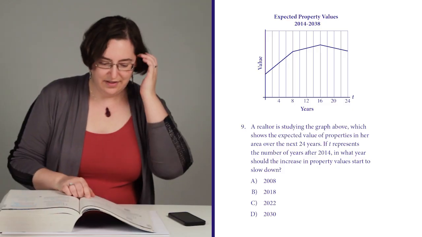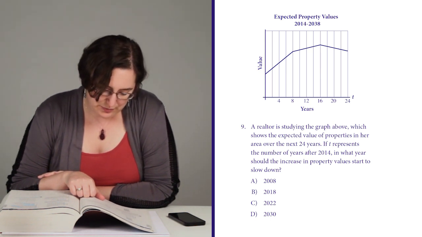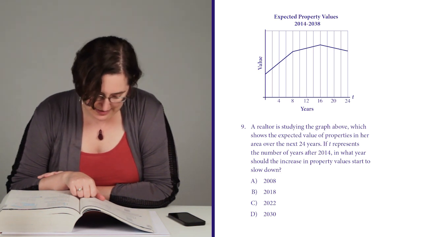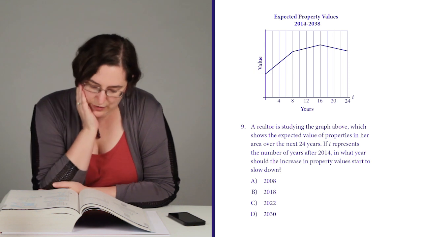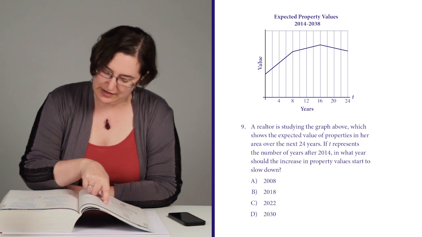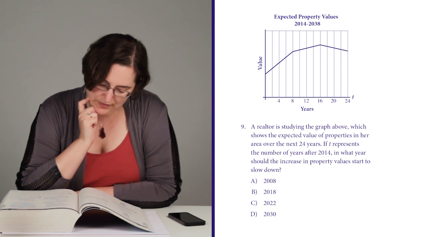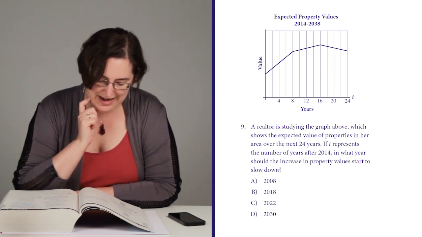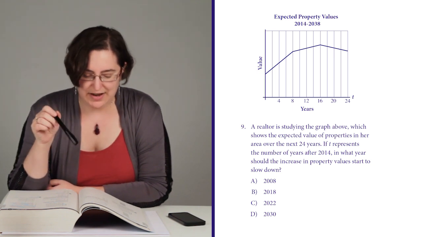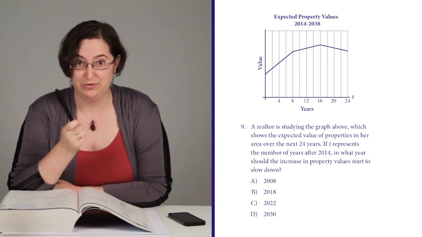So, a realtor is studying the graph above, which shows the expected value of properties in her area over the next 24 years. If T represents the number of years after 2014, which, looking at my title, is basically starting right here, so that makes things nice and straightforward. In what year should the increase in property values start to slow down? Now, increase in property values slowing down isn't the same thing as them starting to decrease, so I am anticipating some kind of trick with this.